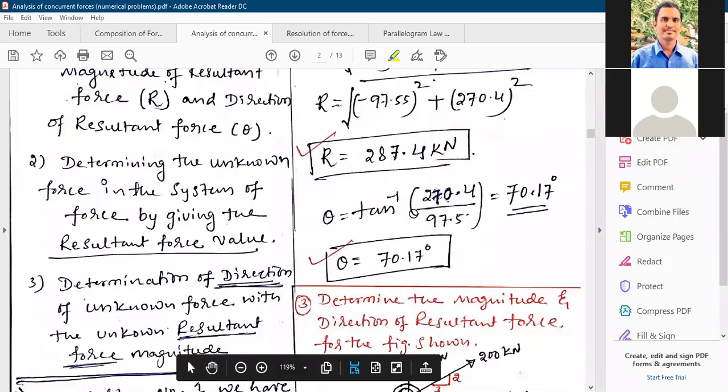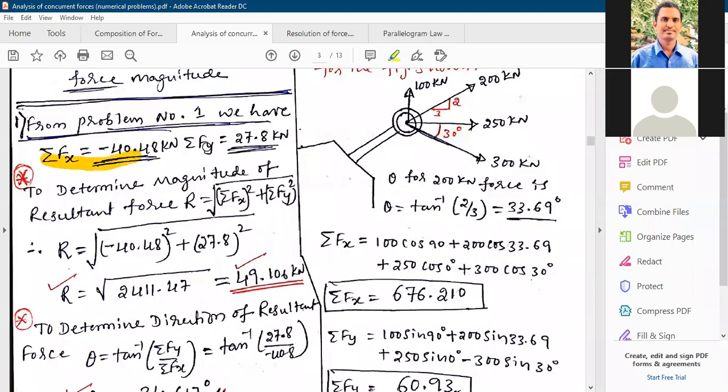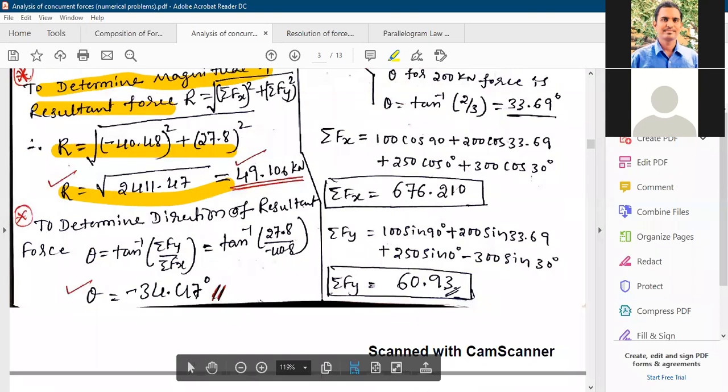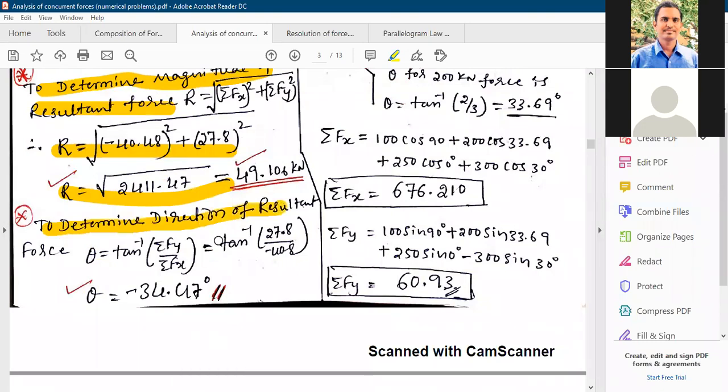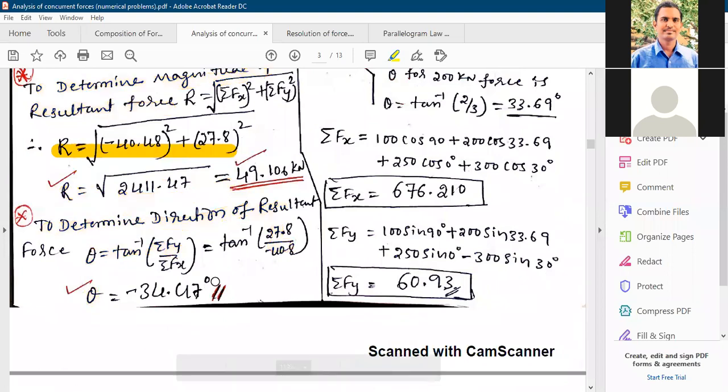Later, find out the sigma fx and sigma fy, and put them in this formula. There you'll get the magnitude of the resultant force. Similarly, to get the direction of the resultant force, use this formula: put in the sigma fx and sigma fy, take sigma fy divided by sigma fx, and identify the theta value. This is the process we have to follow for identifying the magnitude and direction of the resultant force.